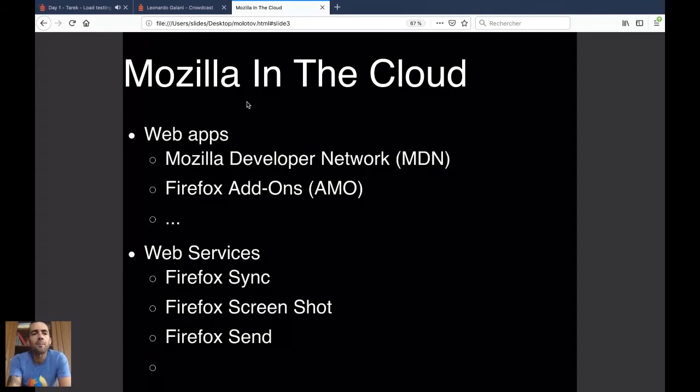So we have big web applications. For example, the two major web apps we have are the Mozilla Developer Network, MDN, which is a place you've probably been to whenever you look for something about HTML or CSS. It's a huge documentation center. We've translated it in many languages.